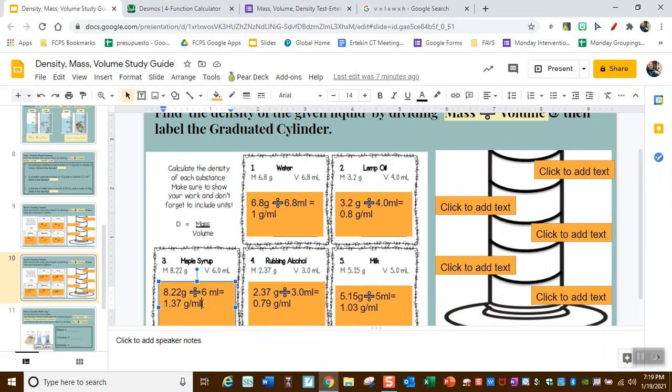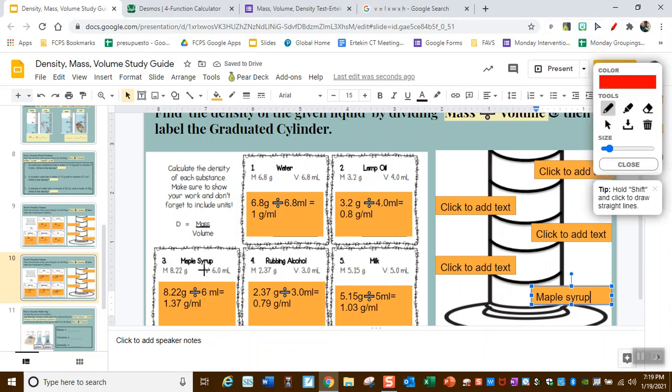It's right here. Maple syrup, right? So over here, I'm going to write maple syrup, okay? The name of the substance is right here. Maple syrup has a density of 1.37 grams per milliliter.